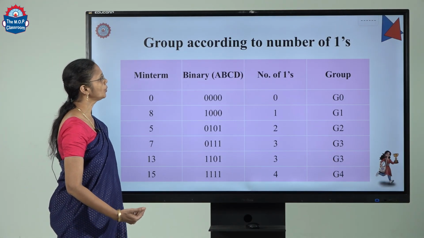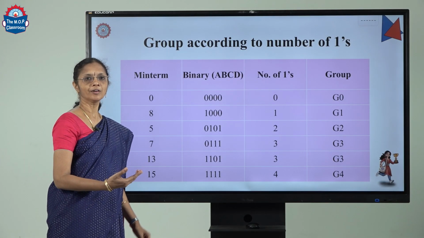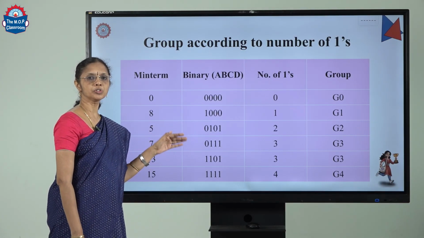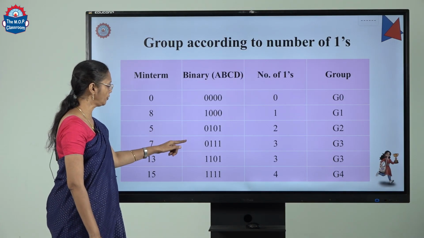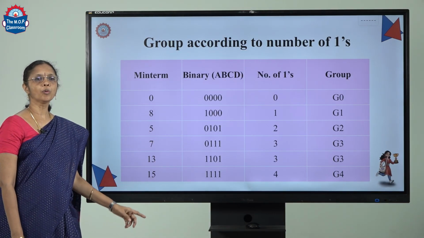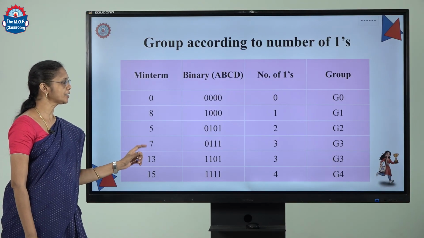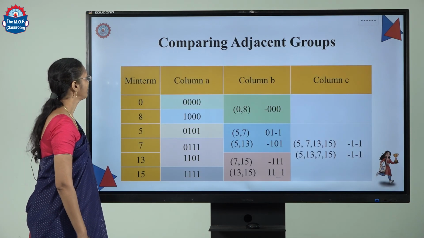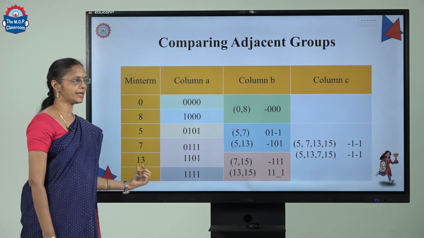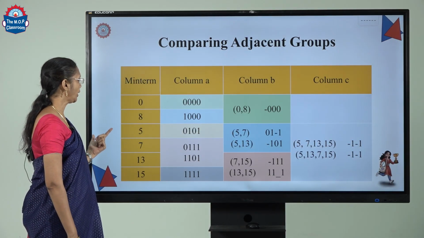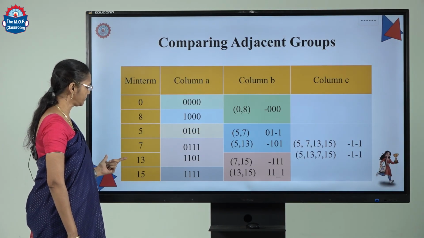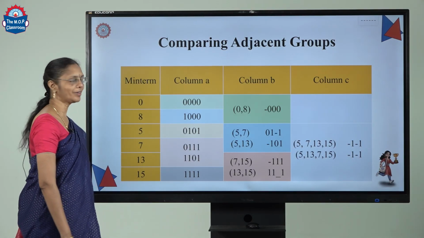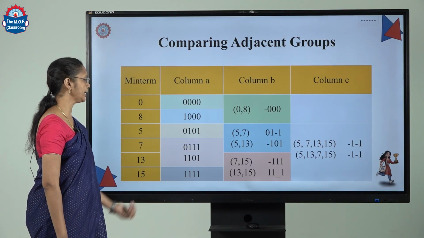So we go to the method of grouping, and we assign group names, that is G0, G1, G2, G3, etc. And if you see, 7 and 13 both have G3, because we are going to combine these two and form one group. This is how we place them once you combine them: 0, 8, 5, 7, 13, 15, where 7 and 13 are grouped together because both of them have 3 ones in their binary equivalent.